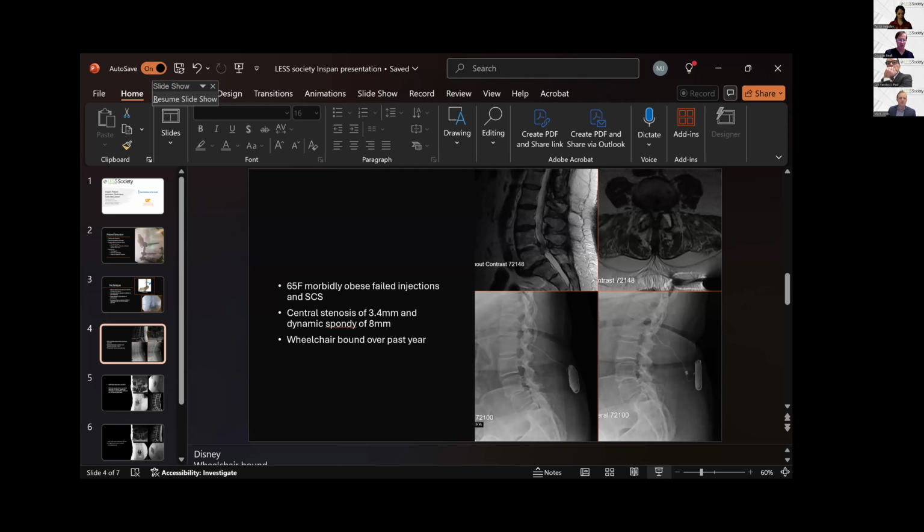Okay, this is an interesting one. 53-year-old female with some stenosis, very mild.